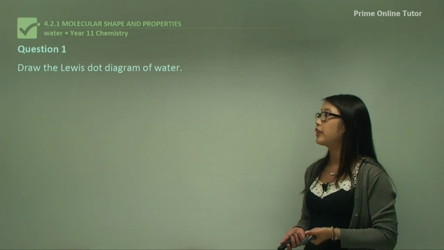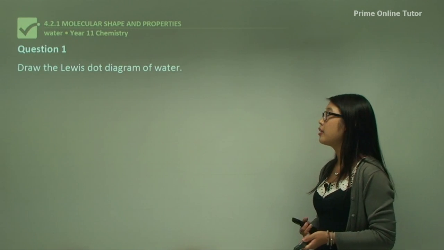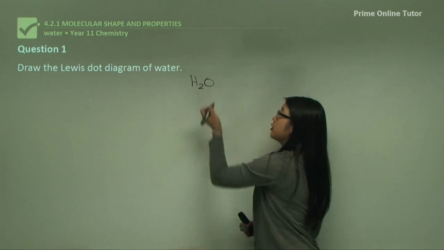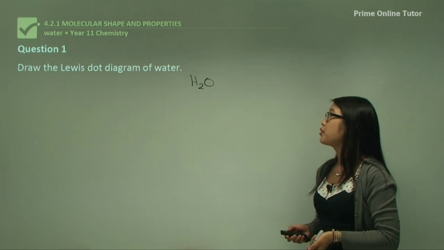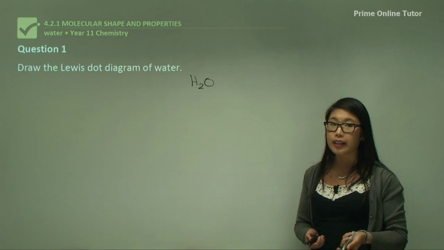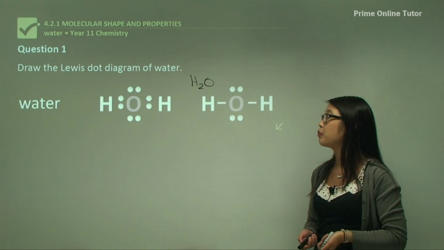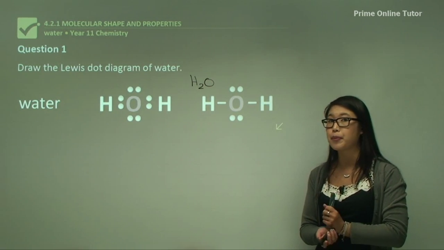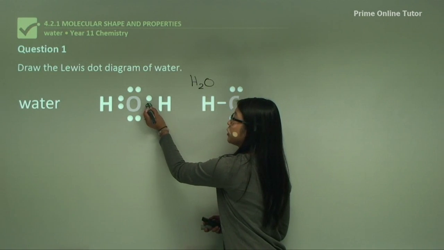And first of all, it asks to draw the Lewis dot diagram of water. So water is H2O. So there's 2 hydrogen atoms plus 1 oxygen atom. So if there's 1 oxygen atom, it's most likely to be the one in the center, surrounded by 2 hydrogen atoms, which we can see here. So a hydrogen, if you look at the periodic table, will have 1 electron, and it can be this one, which I've circled.